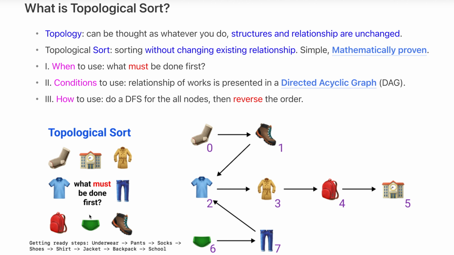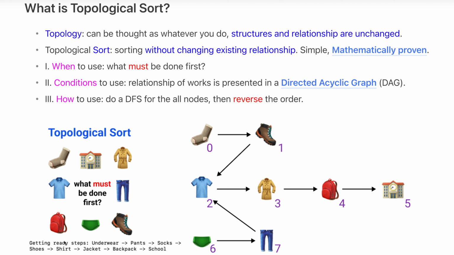And same thing with underwear and pants. We cannot put on pants before underwear. So underwear must be put on before pants. And with common sense logic, we know that we need to put on shirt first before putting on jacket and then putting on backpack. So what is a possible way to get ready for school?